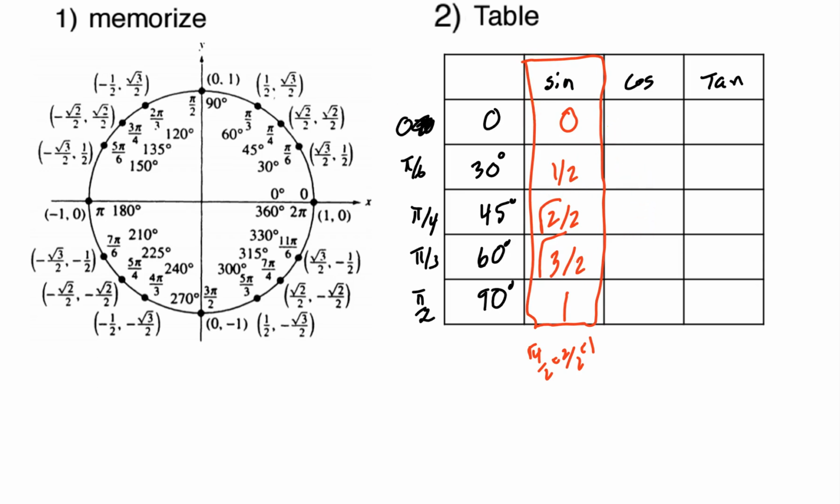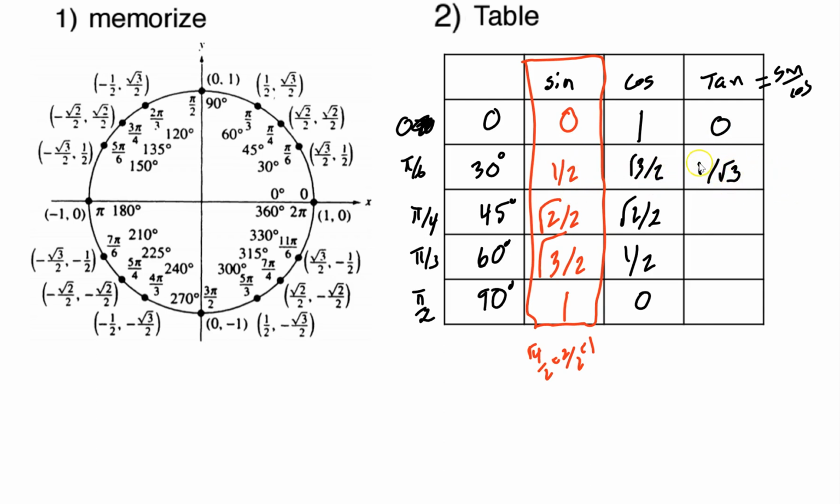Because once you have that, cosine is the flip of it. If you notice, sine and cosine switch. So cosine is just flip it upside down: 1, rad 3 over 2, rad 2 over 2, 1 half, and 0. Tan, don't forget, tan is sine over cosine, y over x. So you just put sine over cosine. 0 over 1 is 0. 1 half over rad 3 over 2, little trick, the 2's cancel. You get 1 over rad 3.